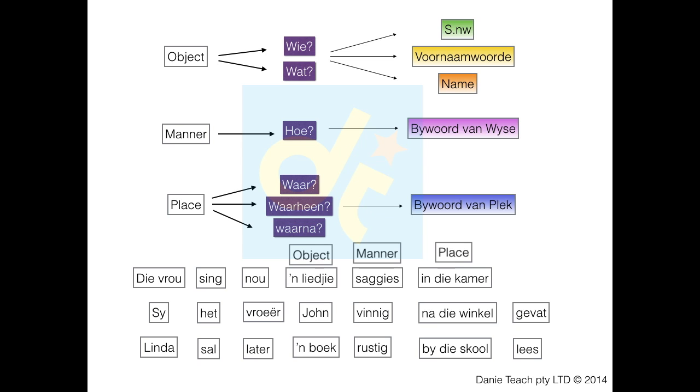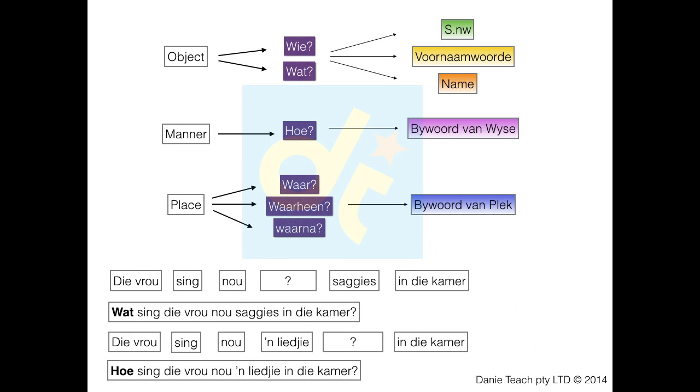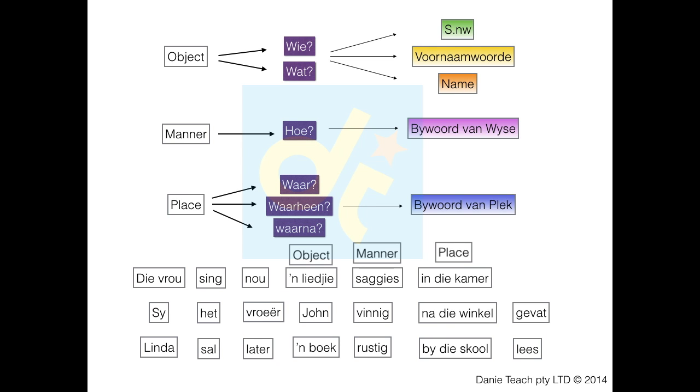So let's take the first example and a question. So the question is, wat sing die vrou nou saggies in die kamer? And you'll see I left a question mark in the place where the answer would have been. So let's go back to our sentence, die vrou, the first examples, and remember your question, wat sing die vrou? So now you just focus on your question word, wat. Go up onto the screen on top there and see what belongs to object. So obviously you're going to look for the object in the sentence. It says, die vrou sing nou 'n liedjie saggies in die kamer.